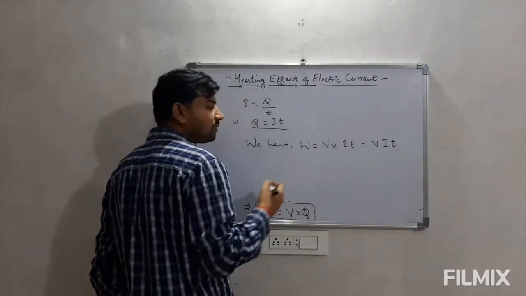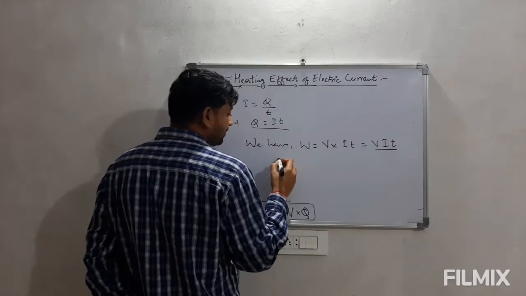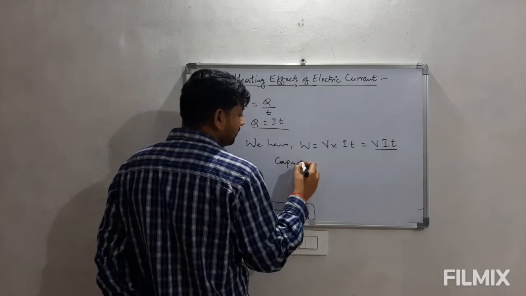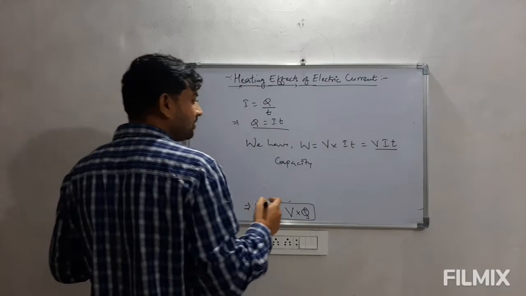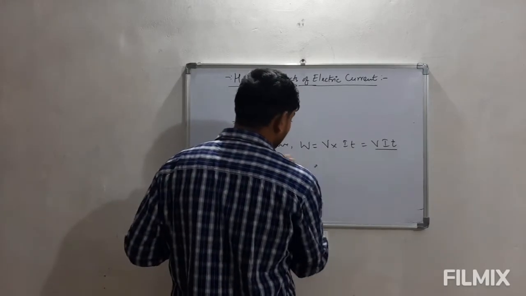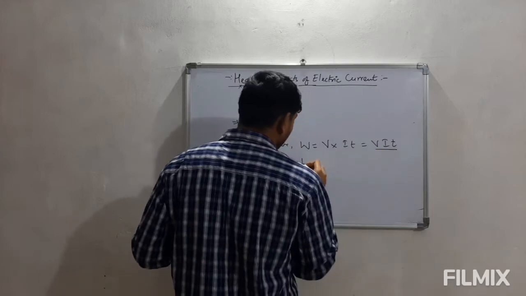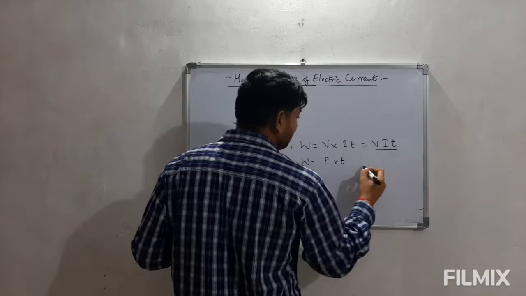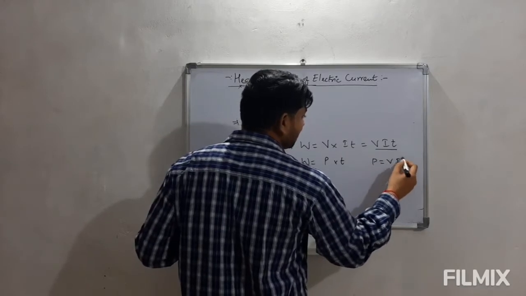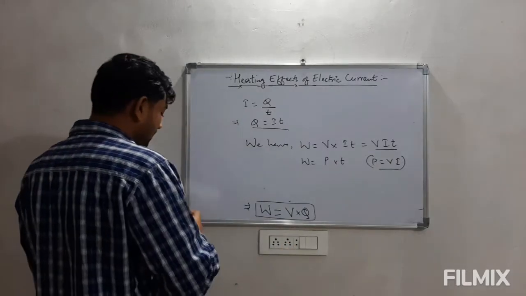Now when we talk about this VIt, this is the capacity of doing work multiplied with time. So work done is nothing but power into time, where P is VI, which we will discuss in a later part, what is power.